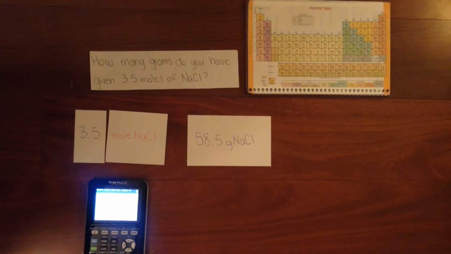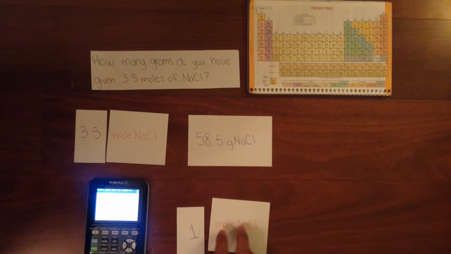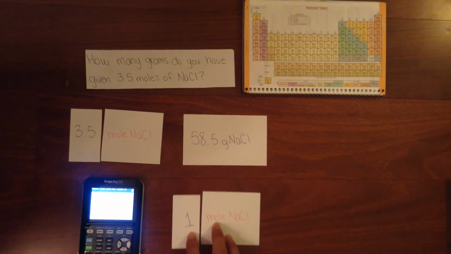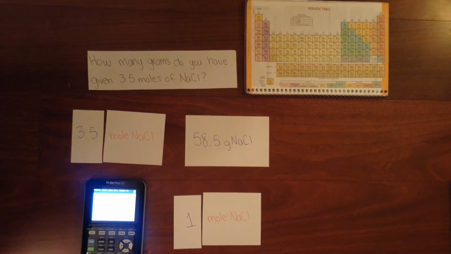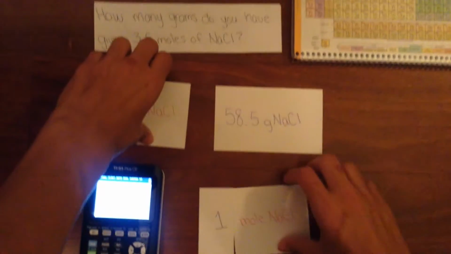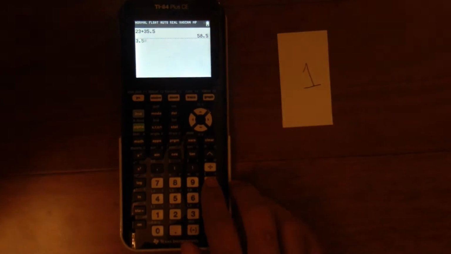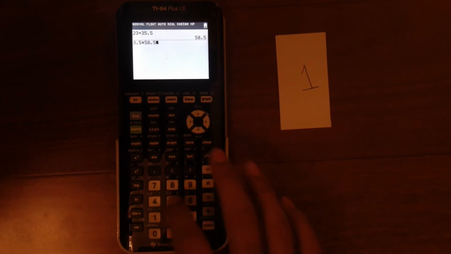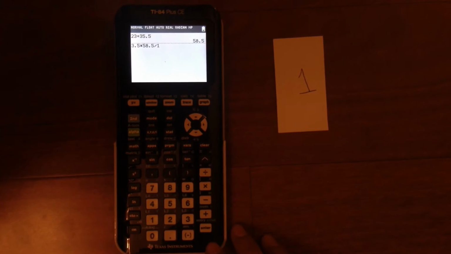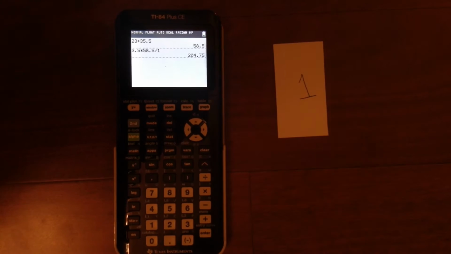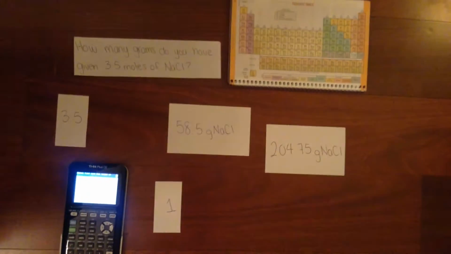Then, in order to convert it, you divide it by 1 mole of sodium chloride, which cancels out the moles of sodium chloride, leaving you the equation of 3.5 times 58.5, all divided by 1, giving you 204.75 grams of sodium chloride.